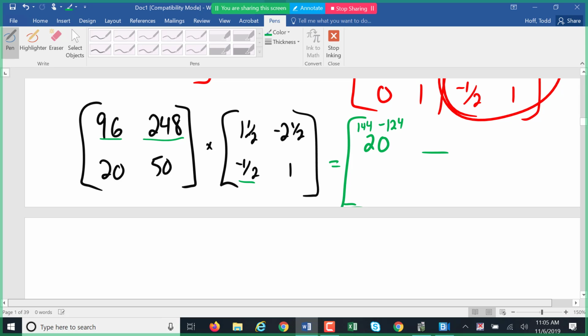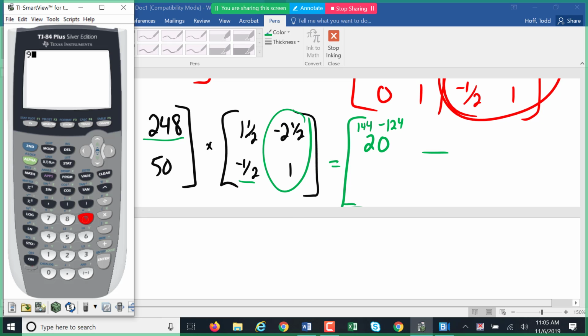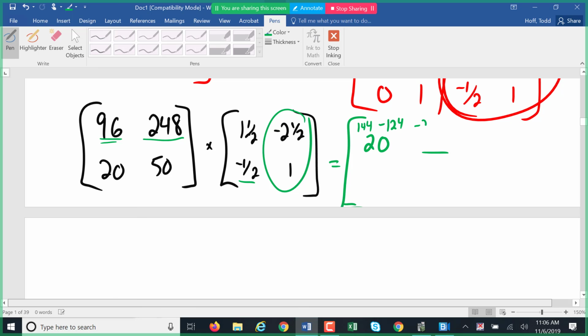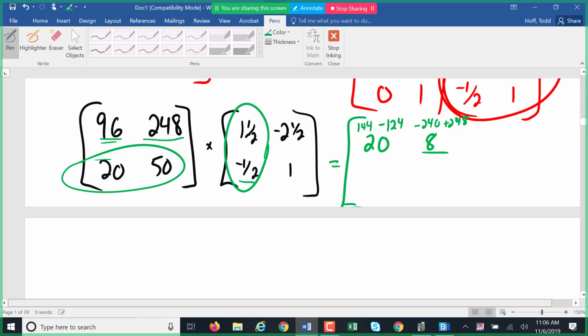Second element, 96 times negative 2.5 is negative 240. 248 times 1 is a positive 248. That adds to make 8. Next, we have row 2, column 1. 20 times 1.5 is 30. 50 times negative 1/2 is negative 25. That adds to make 5.